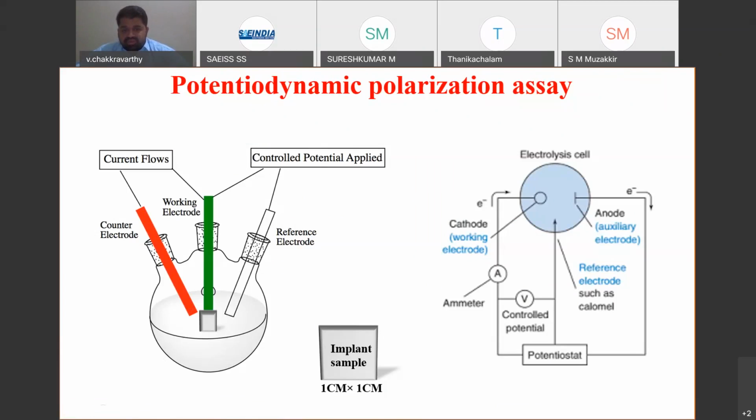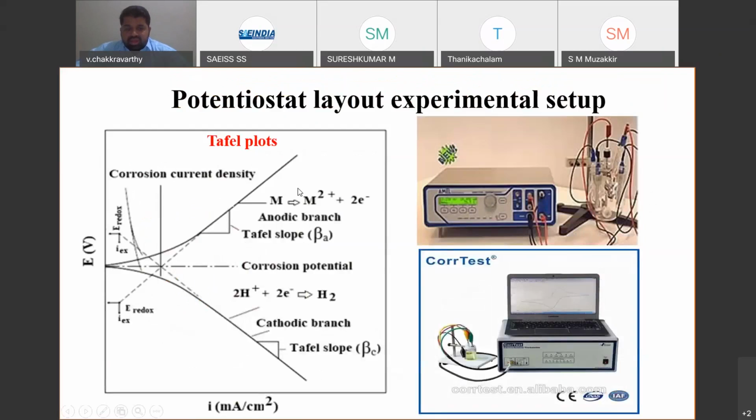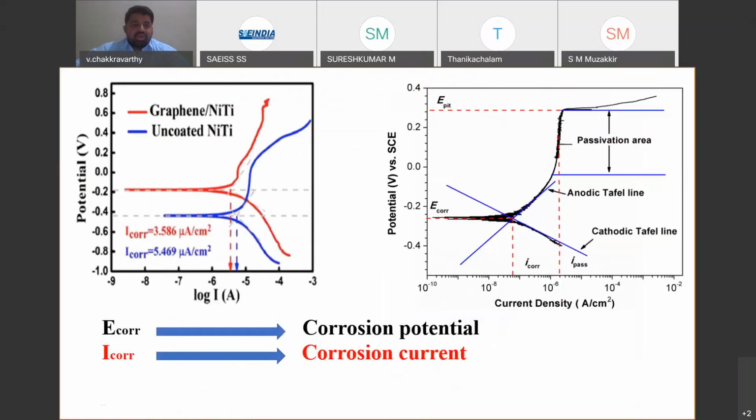Here we could observe this Tafel plot. In this Tafel plot, we will be getting this E corr and I corr value. So these two values we will be getting, and based on these two values, we will be determining the corrosion resistance of a material. Okay, so we could see the upcoming graphs.